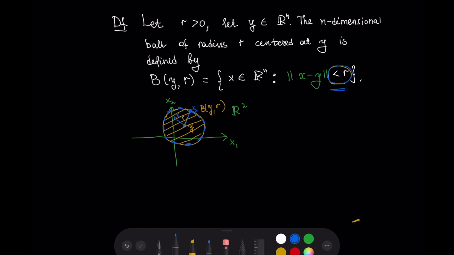So in complex analysis, we would call this set an open disk. And so this ball is called an open ball. The reason why it's called open is because the boundary of the ball is not included in the set.